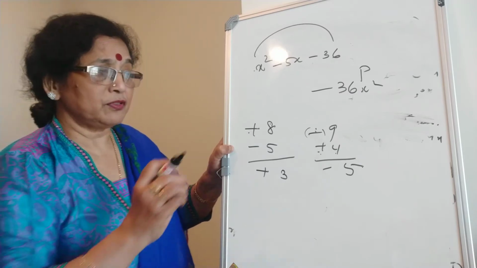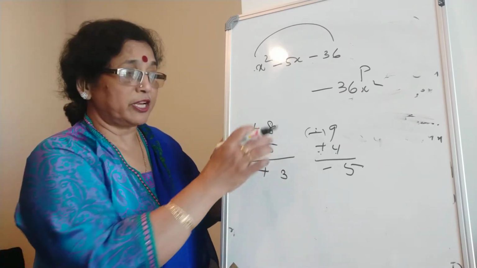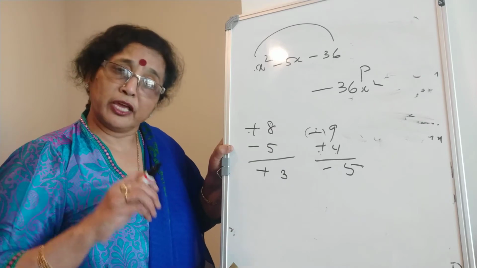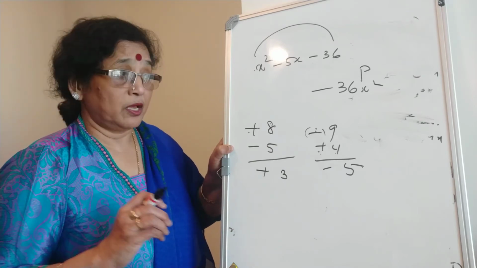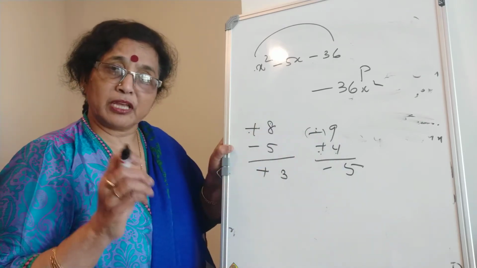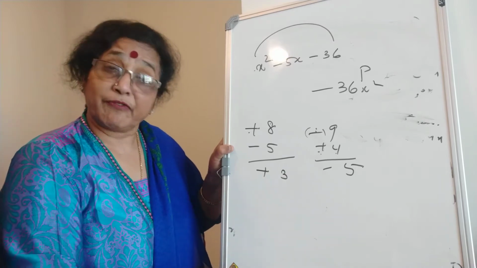Okay, if you are getting confused, do it in loss and gain. You got 8 rupees, you lost 5 rupees. So only in your pocket you still have 3 rupees. Okay, you lost 9 rupees, somebody gave you 4 rupees. Still there is a loss of 5 rupees.